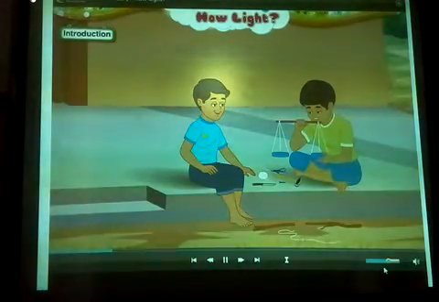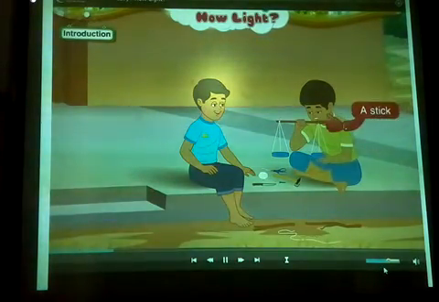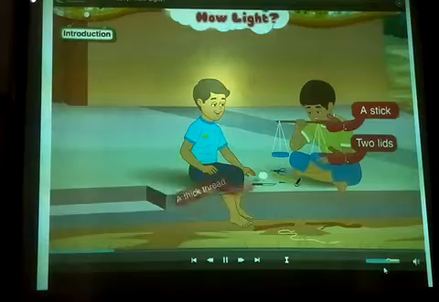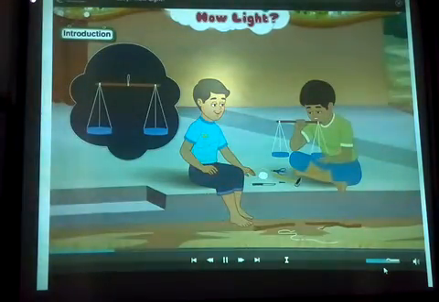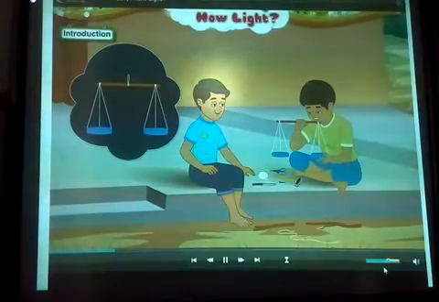But Hale and Manu wanted to make their own balance. They collected a few things, a stick, 2 lids, and also a thick thread. They made a balance like this.